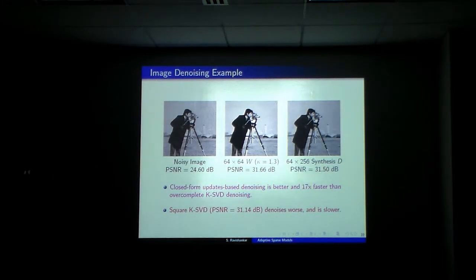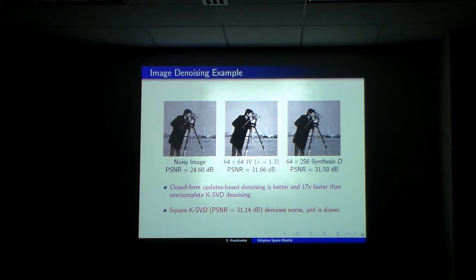So if you use this kind of an image denoising approach, how does it work? So you have a noisy version of the very well-known cameraman image. And here is a denoised version, number 1.3. And this is a result that's obtained with an overcomplete dictionary, 64 by 256 overcomplete dictionary. So compared to the overcomplete dictionary, the transform method gives somewhat better denoising performance, but it is also much faster. It's about 17 times faster in denoising, for example, this image.